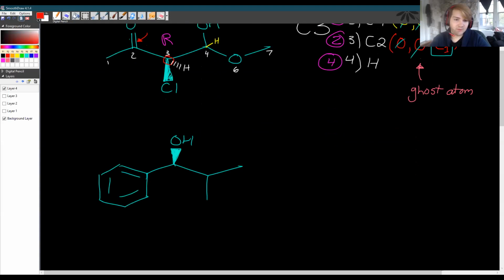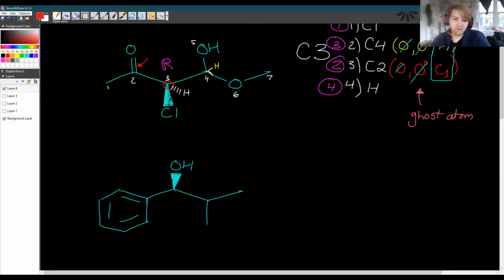By the way, in case people are wondering, carbon 4 is another chiral center, and you could practice and go through and figure out what the chirality of that one is as well. All right.